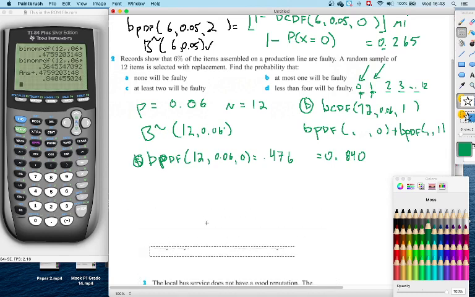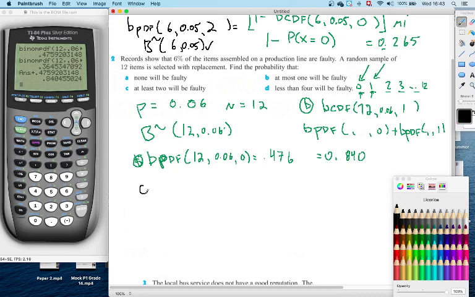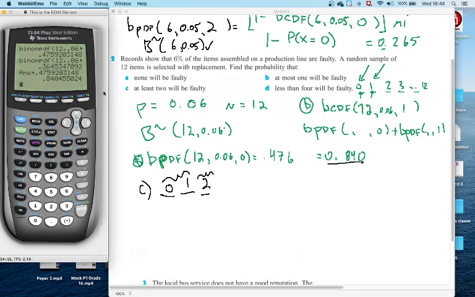Now if we go down to C, I'll switch colors here. So C, let's see, at least 2 will be faulty. So that means that 0 could be faulty, 1 could be faulty, and 2 could be faulty. So once again, my calculator is set up to add one more of these values. We already have 0 and 1 together, right? So how about I just add 2 onto this value right here? So I go to my calculator, I move up and I grab my PDF again. I press enter. And now I want to know the probability of having just 2 faulty. And that's what it is.